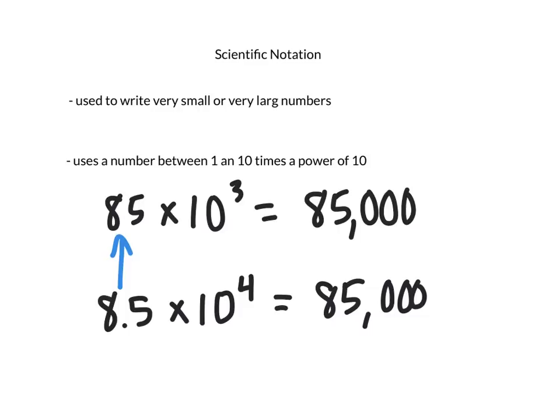In the first one, our decimal point was here and it's moved 3 places over. Now my decimal point started here and it has to move 4 places over. So the only difference is that we have to be really just careful about our exponent and making sure that the number is between 1 and 10.